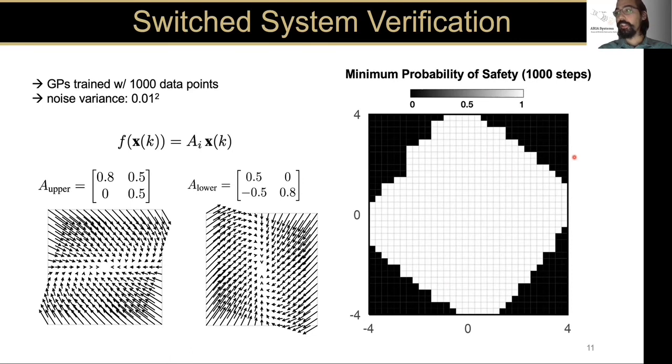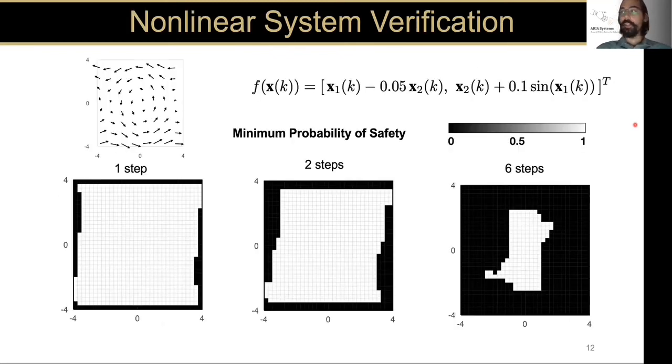And we can't make this guarantee everywhere. The minimum probability of safety is 0 in these corners, in large part due to uncertainty that we haven't accounted for. And because you can see from the system definitions given here, in fact, some of these control modes drive the system outside of the safe set. So next is a single mode nonlinear system.